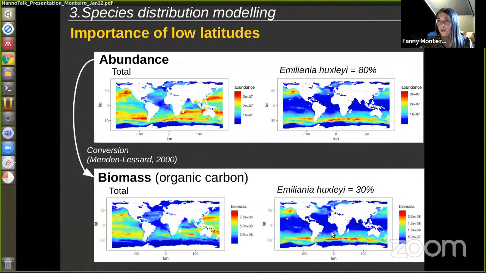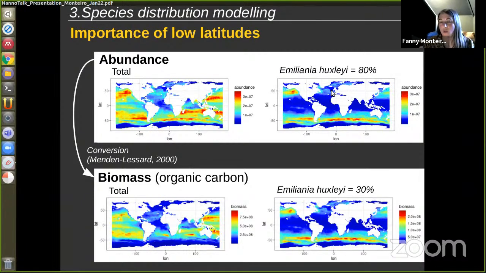So this is a result of estimating the distribution of our 140 species. Here I'm showing the distribution in abundance for Emiliania huxleyi here on the top right, and then of the total population of coccolithophores, so the 140 species all combined together. What we see is that Emiliania huxleyi has a high abundance in the calcium carbonate belt in the Southern Ocean, and then high values in the North Pacific and North Atlantic.